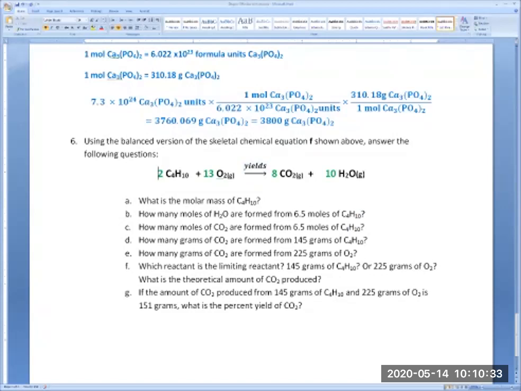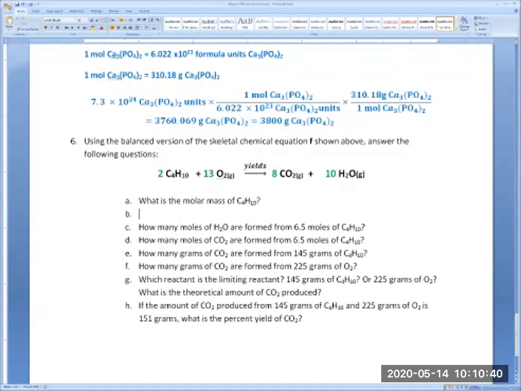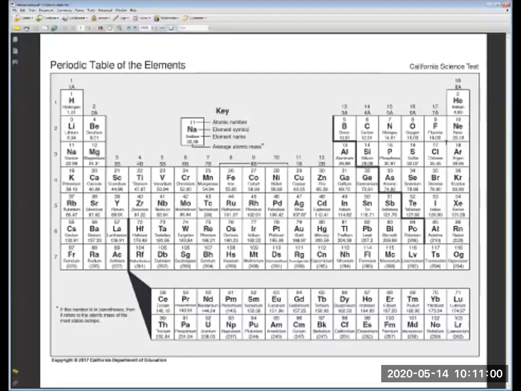So the first question is asking for the molar mass of C4H10. So whenever you need the molar mass, you need to think periodic table, right? The periodic table is where you will find the molar mass, and you will need to add the molar mass of carbon and hydrogen in this case. And let me share the periodic table briefly here. So here we have carbon, and you take the atomic mass of carbon here, the 12.01.